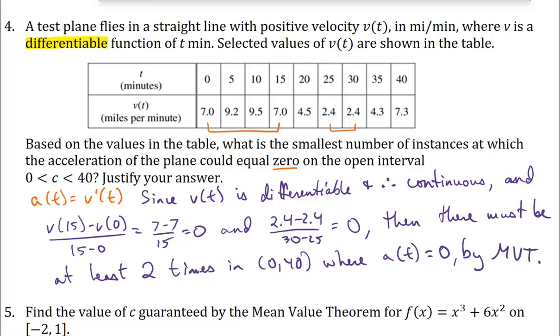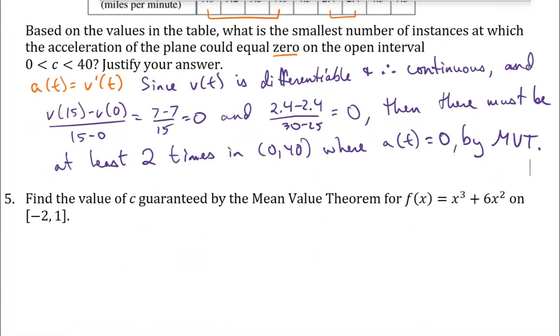Okay, so I stated my conditions. It's differentiable, therefore continuous. I used the average rate of change. Now in this case, I did it for both intervals. And then I drew my conclusion in the context where the acceleration has to be equal to 0. And we're going to put a pin in that rate of change of 0 for a second and come back to it. But I want to do one more here.